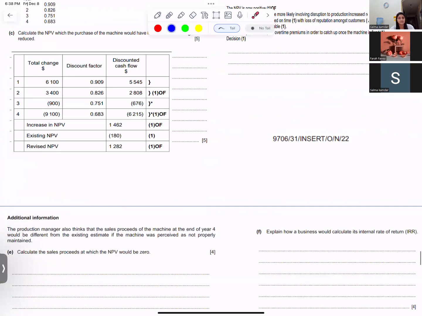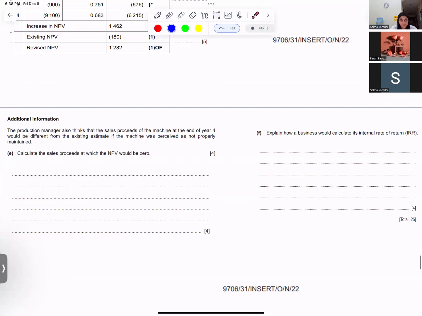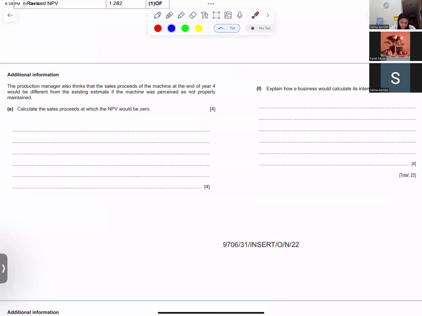The production manager also thinks that the sales proceeds of the machine at the end of year 4 would be different from the existing estimate if the machine was perceived as not properly maintained. So the production manager is thinking that the sales proceeds at the end of year 4 would be different from the existing estimate. What is the existing estimate? 16,000. Our existing estimate is that after year 4, my machinery would give me 16,000 if I did the servicing of the machinery after producing 500 units.